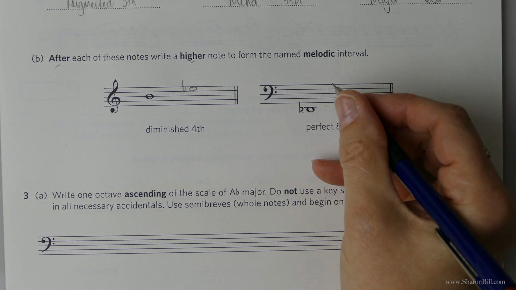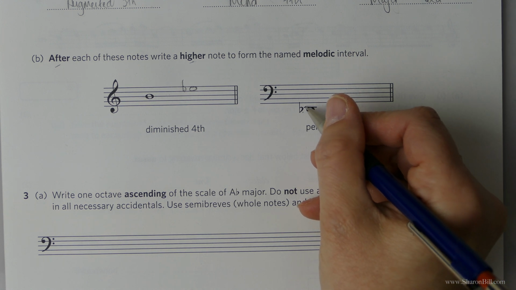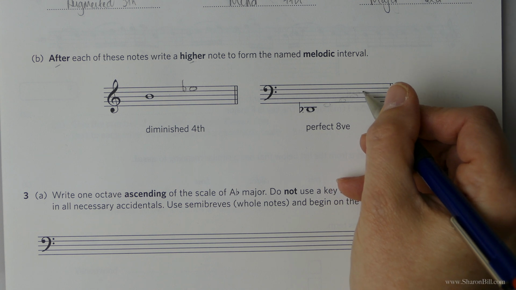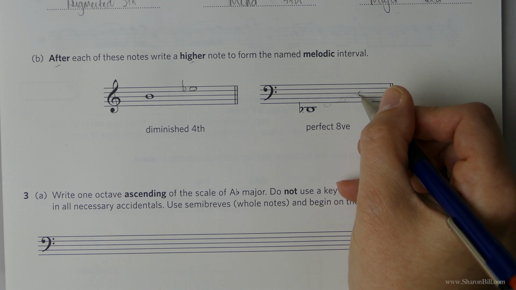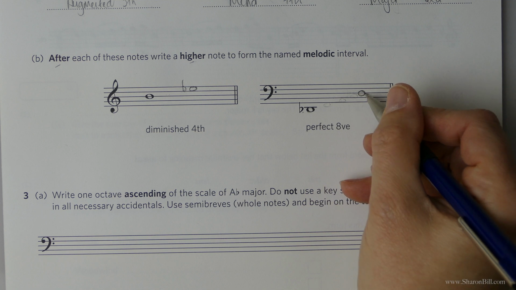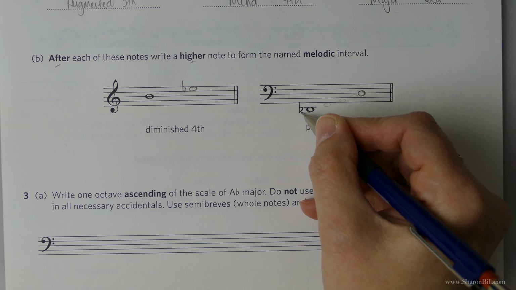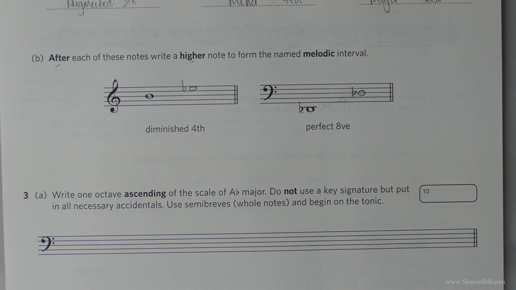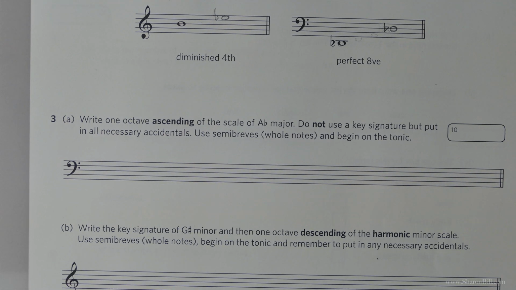So now this last one, we need to create an octave. 1, 2, 3, 4, 5, 6, 7, 8 takes us to D, and that's correct. We've got D to D. However, this is a D flat, and so this needs to be a D flat also to create that perfect octave. There we go. So now let's press on to the next one.